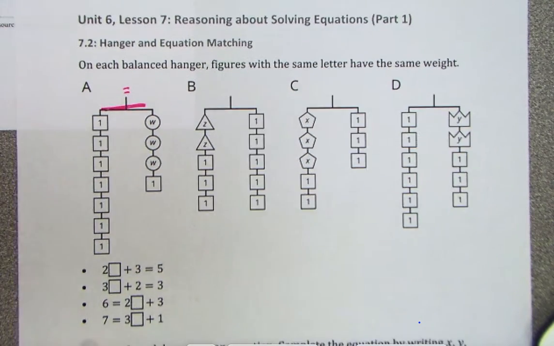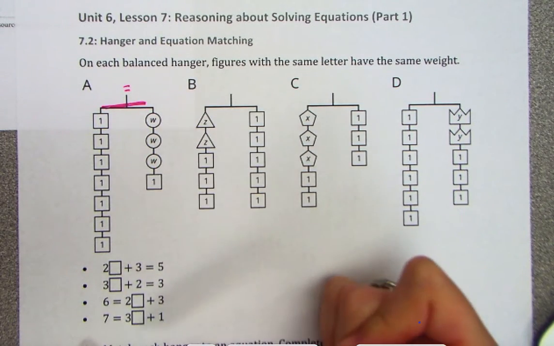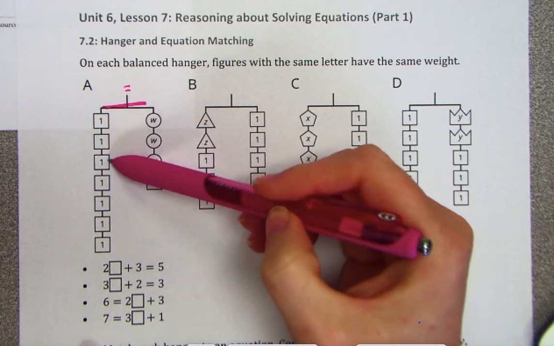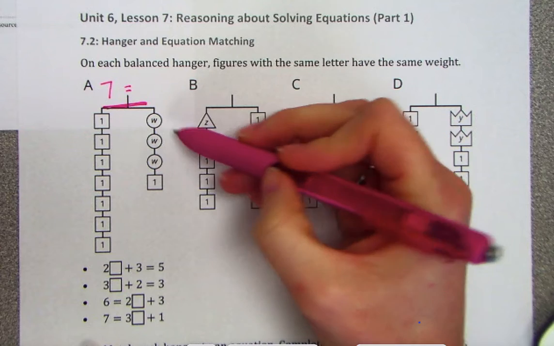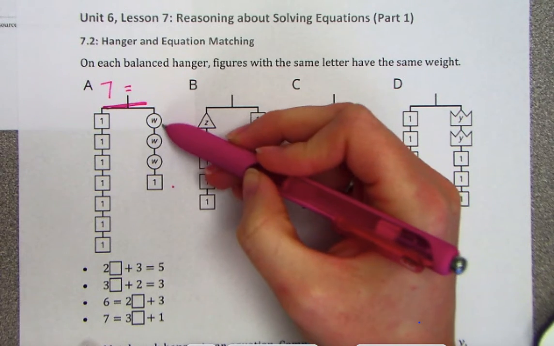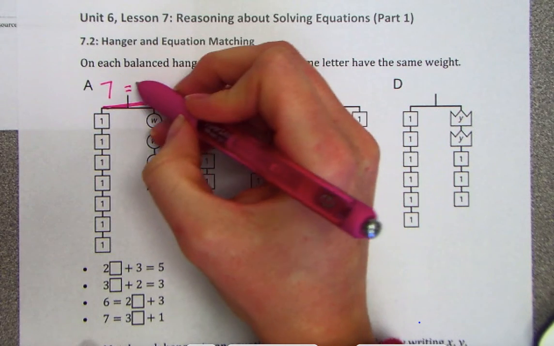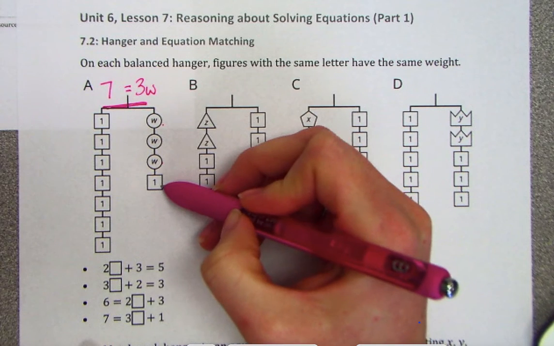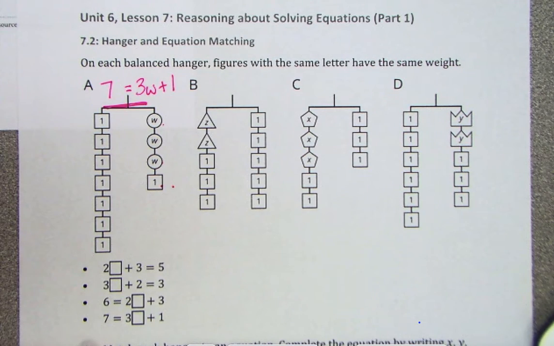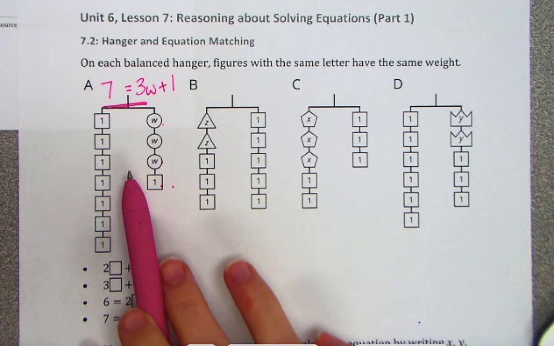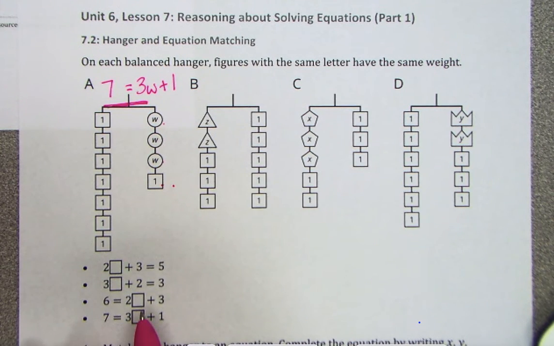So what do we see in this first hanger? What do I see on the left? I see 1, 2, 3, 4, 5, 6, 7 ones. What do I see on the right? How many W's are there? There are 3 W's. How many ones? Just one. And in our activity today, we matched up equations and the tape diagrams, but I'm just going to, for sake of time, show you how to solve these hangers.